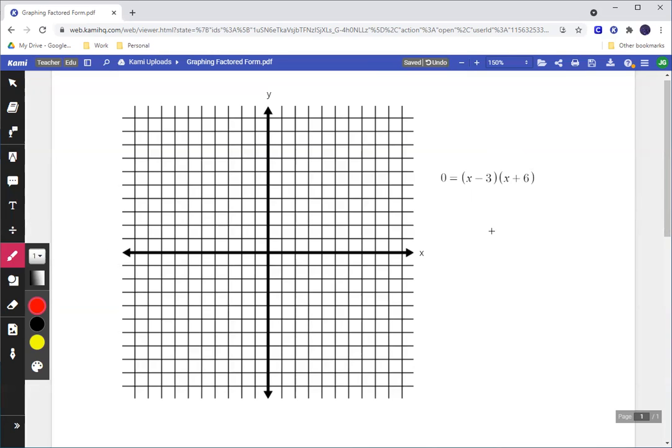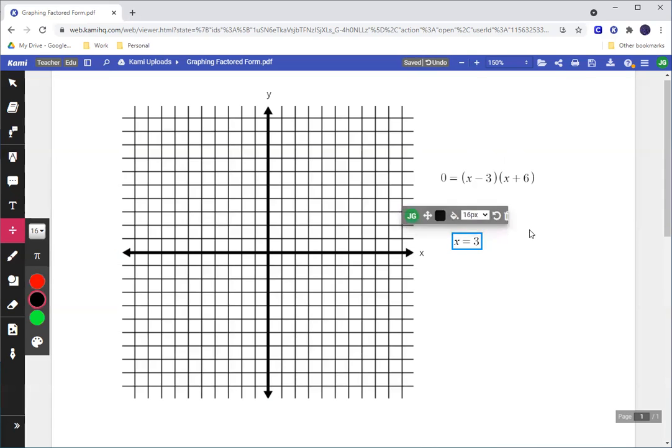It allows us to break up this problem and, instead of solving it all at once, we can solve each chunk. So there's two possibilities that are going to lead to two answers and two x-intercepts. Either x minus 3 equals 0, which means x can equal 3, or x plus 6 equals 0, which means x can equal -6.